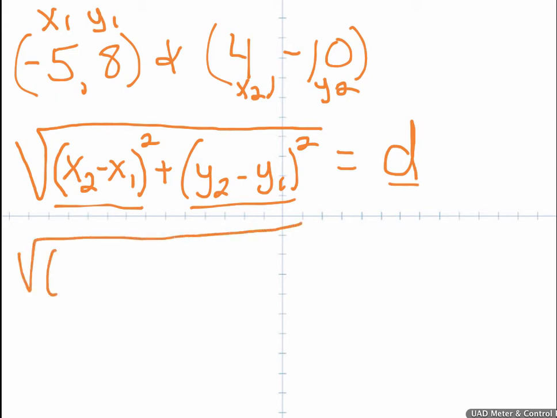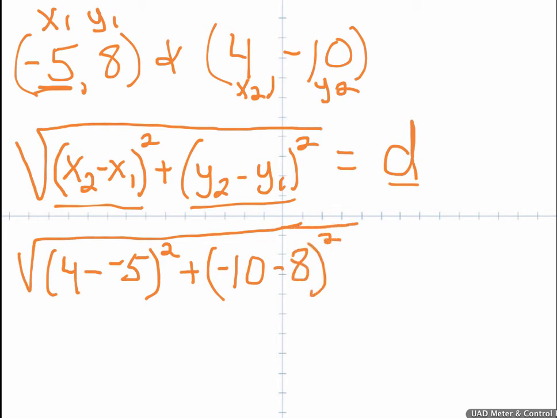So my x2 is 4 minus my x1, which was negative 5. There's probably going to be some problems with just signs. It's x2 minus x1, so we've got 4 minus a negative 5. You've got to be careful with that. Plus y2, which is negative 10, minus, what's my y1? 8. That's going to be squared. That's going to equal my distance. It may not be a pretty number, but nonetheless, it is a distance.